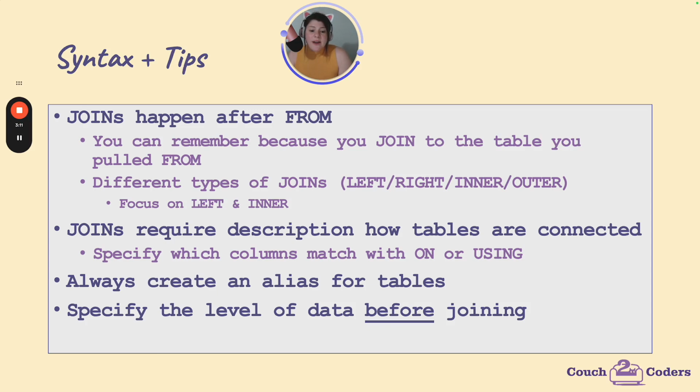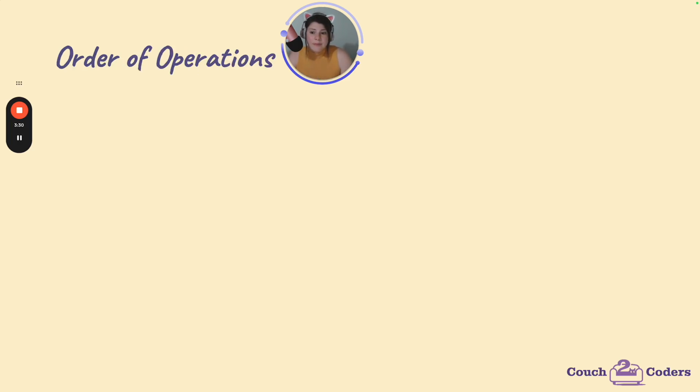You always want to specify the level of your data before joining. This is something that's a little bit more of an advanced topic in terms of joins. What we're going to do for now is keep it really, really simple, but in a couple modules looking ahead, we're going to go into more detail on this. So don't worry about it too much now. We're just going to keep it simple and then we'll start adding to it.